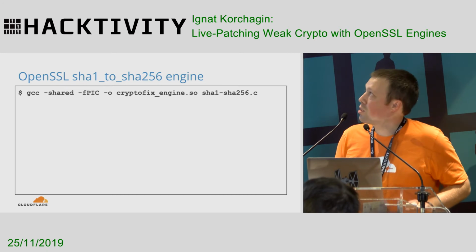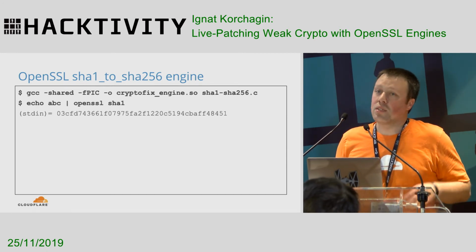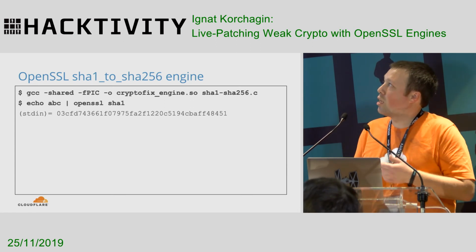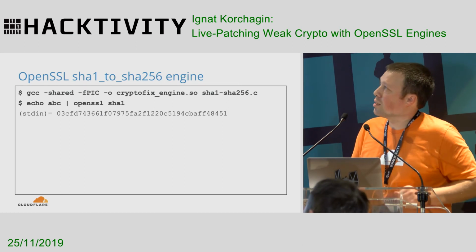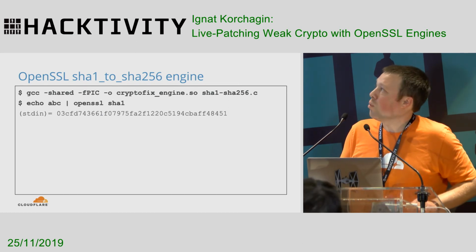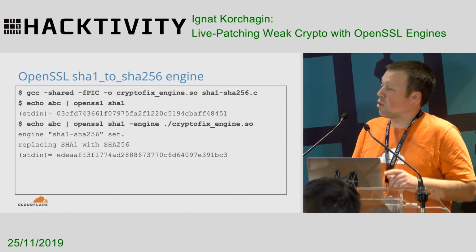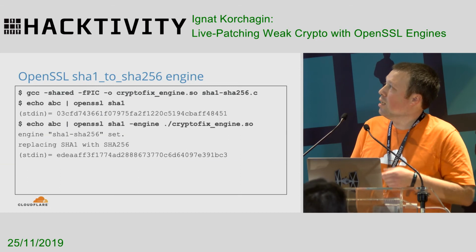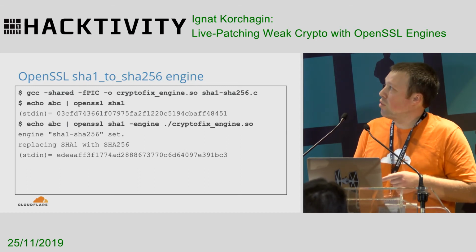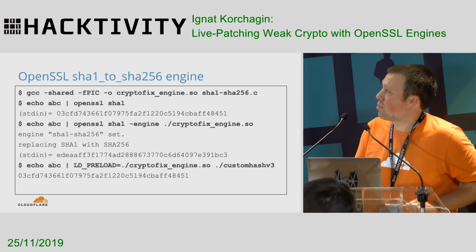Let's check if it works. You can compile this engine and check it with the standard OpenSSL tool. Here we're calculating the standard SHA-1 with OpenSSL, and we get the real SHA-1. But now we can tell the OpenSSL command line tool, hey, can you use our engine for calculation? And now we see that we're actually replacing SHA-1 with SHA-256 and calculating SHA-256.